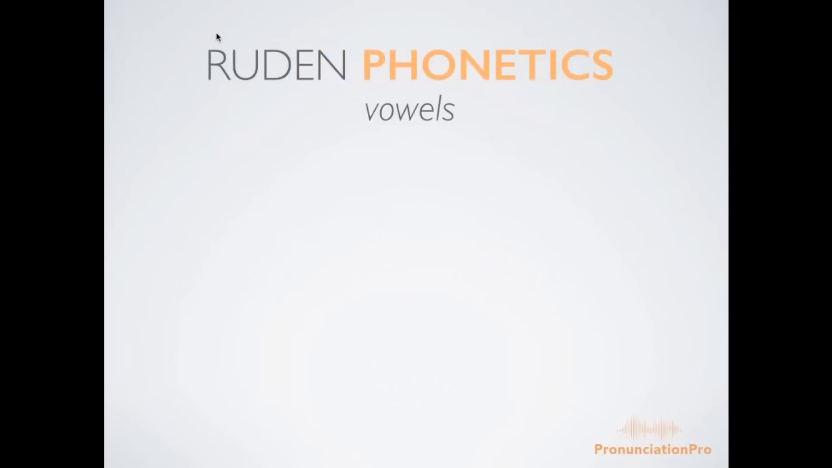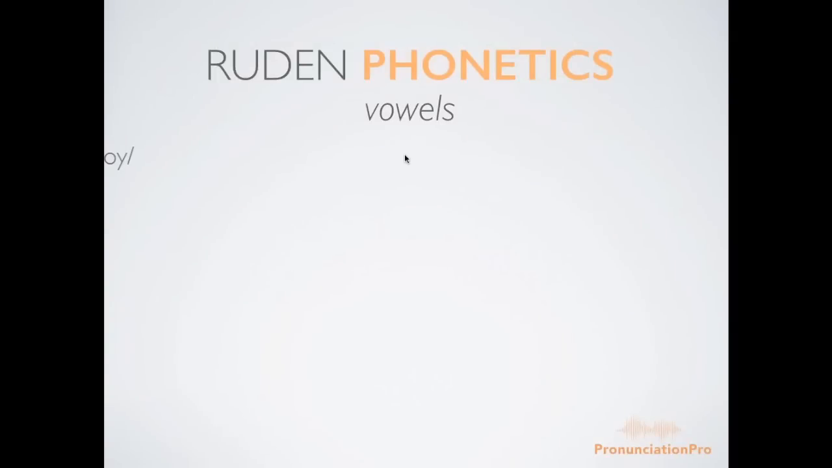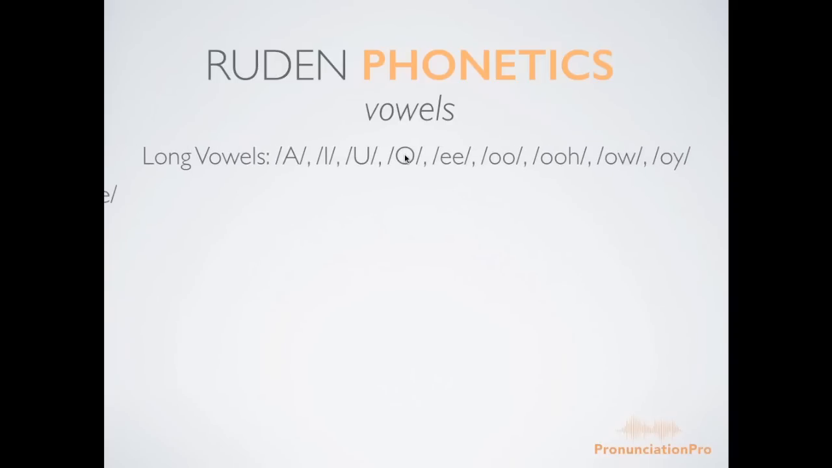Okay, so this is the final part. With root and phonetics, we have vowels. I'm going to combine everything. We were doing very simple exercises, and this is a little bit more advanced. We're going to take all the long vowels that we've talked about, and all the short vowels. So there's your key. That's the vowels that we've been talking about.